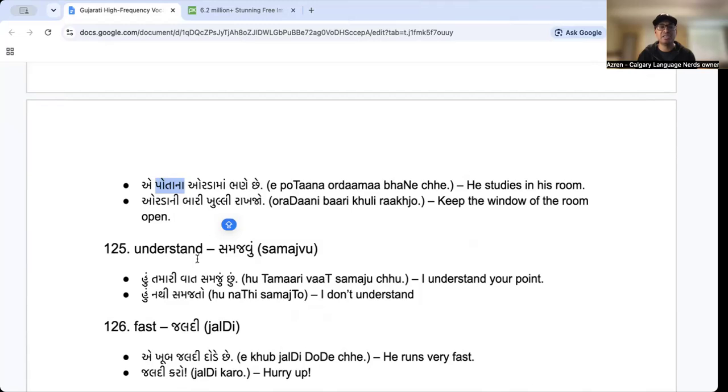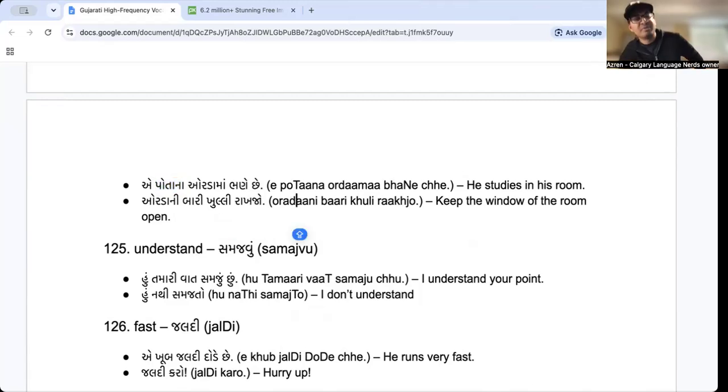Ordani bari khuli rakhjo. Keep the window of the room open. We saw this jo ending last time, I believe. Jo is like a polite command. So like rakhjo, karjo, khajo, pijo. These are all polite commands. You're telling someone to do something, but in a polite way.